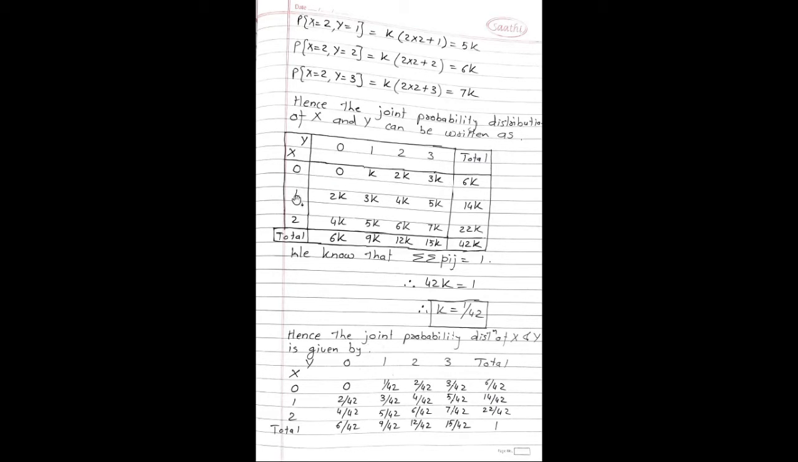X is equal to 1, y is equal to 0, the probability is 2k. X is equal to 1, y is equal to 1, the probability is 3k. X is equal to 1, y is equal to 2, the probability is 4k. X is equal to 1, y is equal to 3, the probability is 5k.